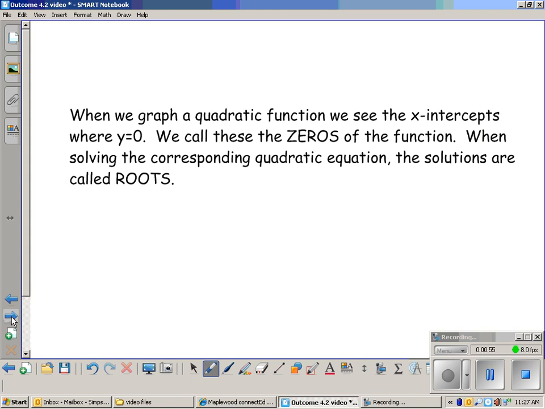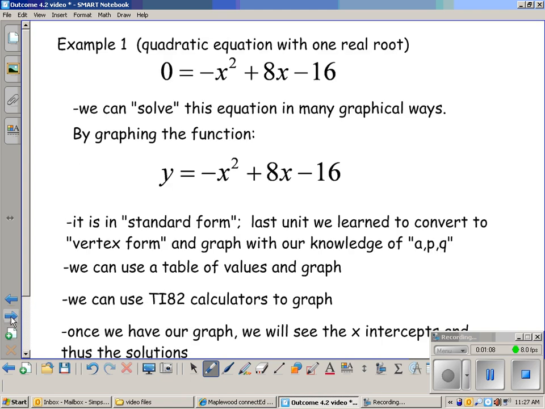When we graph a quadratic function, we see the x-intercepts where y equals 0. We call these zeros of the function. When solving the corresponding quadratic equation, the solutions are called roots. So let's look at an example.